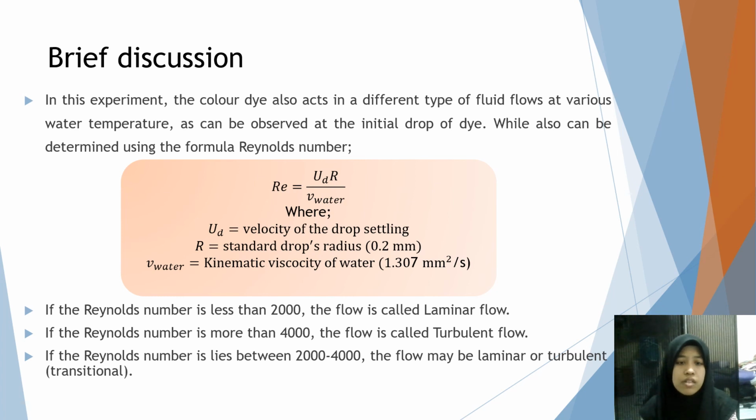If the Reynolds number is less than 2000, the flow is called laminar flow. If the Reynolds number is more than 4000, the flow is called turbulent flow. And if the Reynolds number lies between 2000 and 4000, the flow may be laminar or turbulent, or in other words, transitional flow.